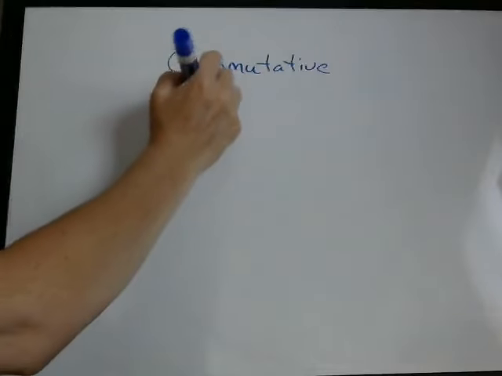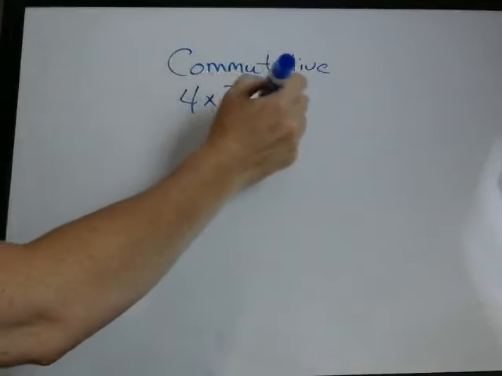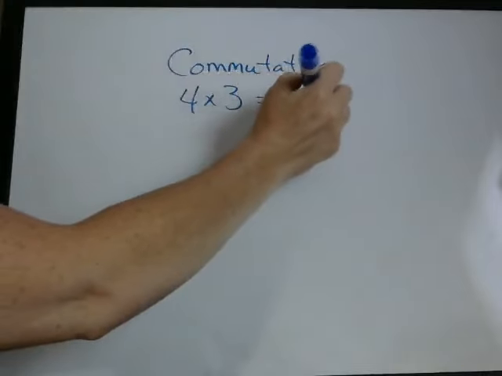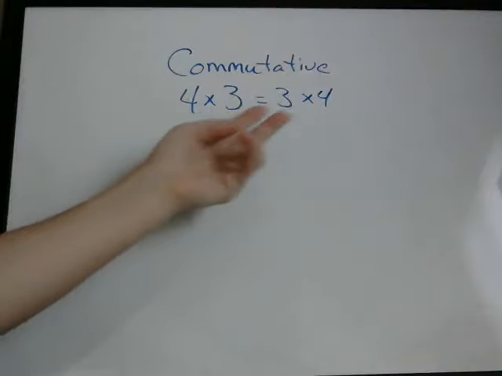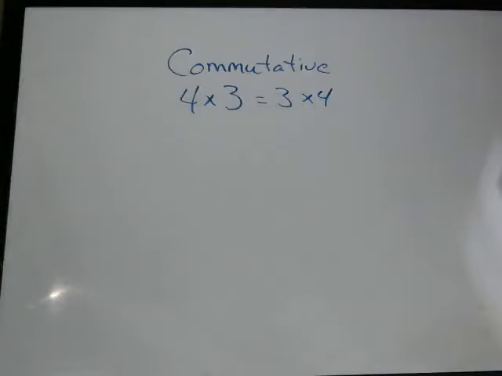All this really means is that 4 times 3, for example, is the same thing as 3 times 4. The order that you put these in really doesn't matter for multiplication. 4 times 3, same as 3 times 4.